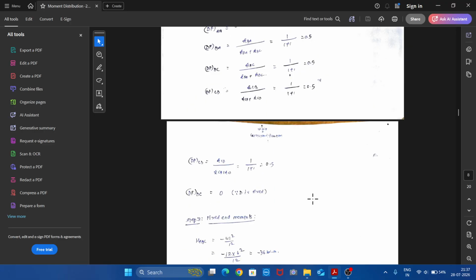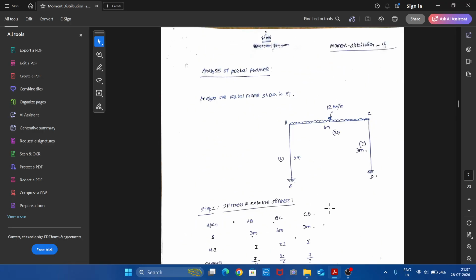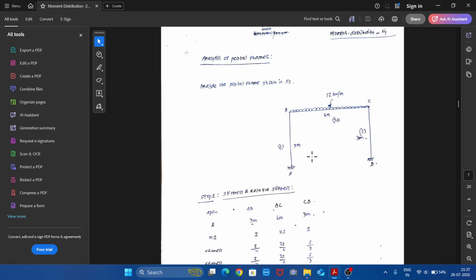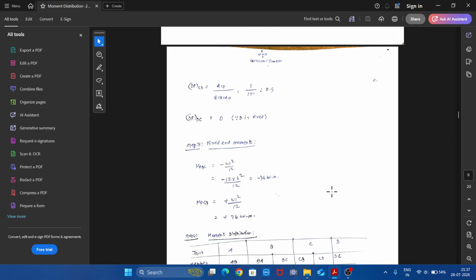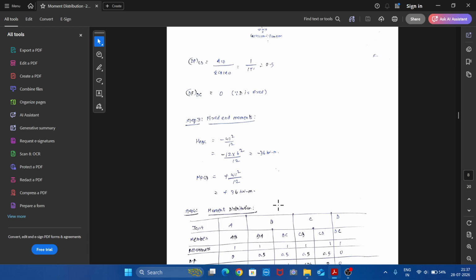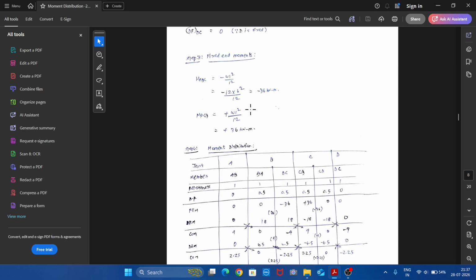Then we need to find the fixed end moments. In this portal frame, there is a beam subjected to UDL. Therefore, if we treat it as a fixed beam, then the fixed end moments will be minus WL squared by 12 and plus WL squared by 12. So minus 36 kilonewton meter and plus 36 kilonewton meter. Now the step 4, that is moment distribution.